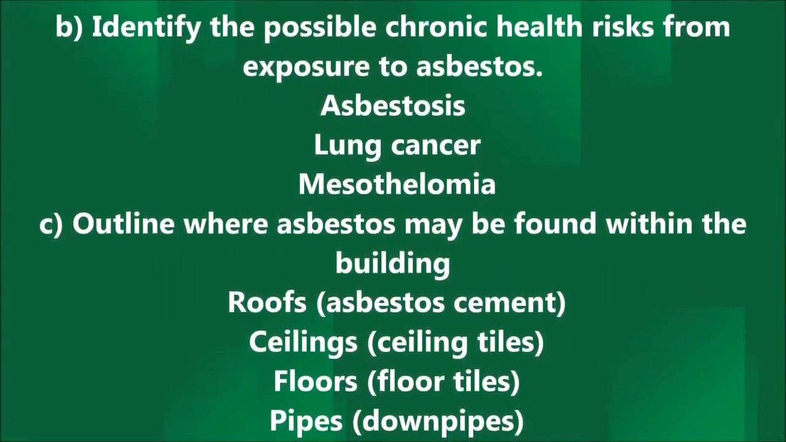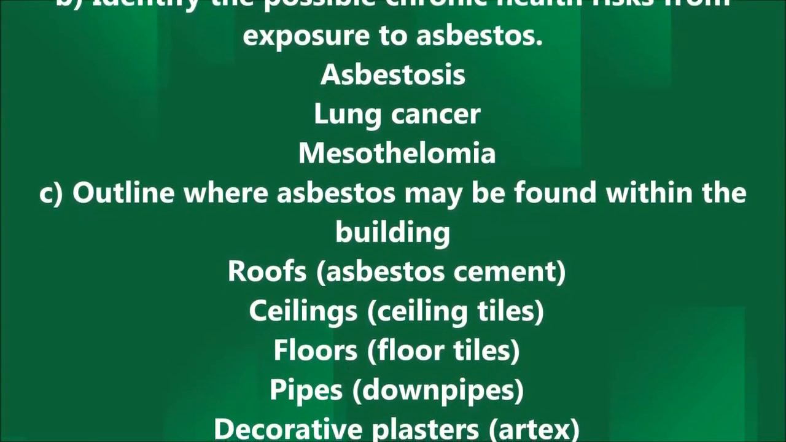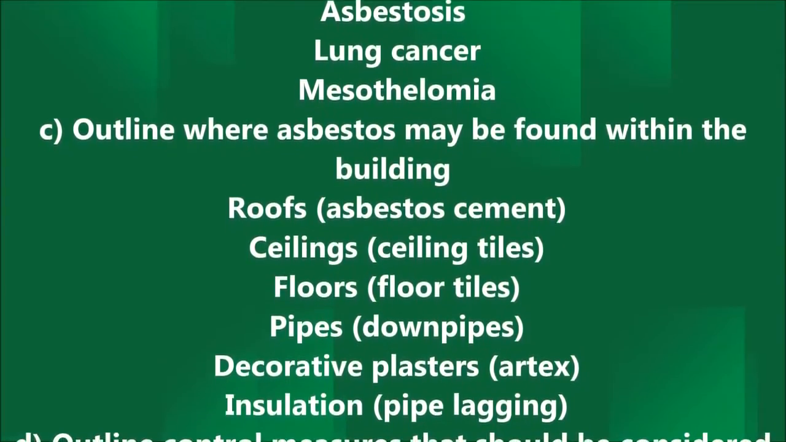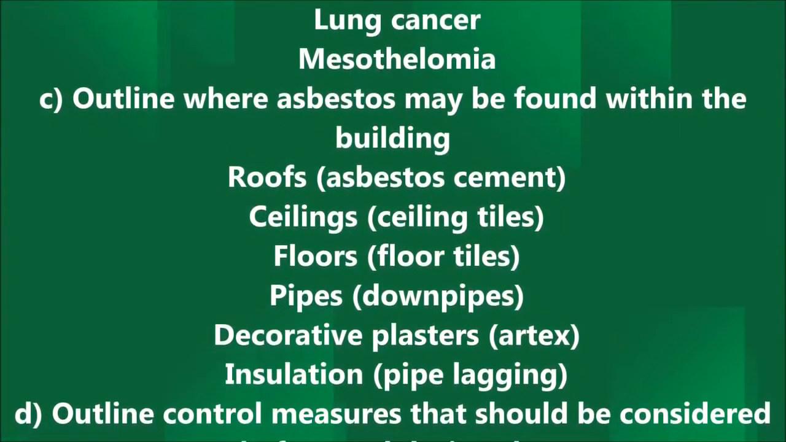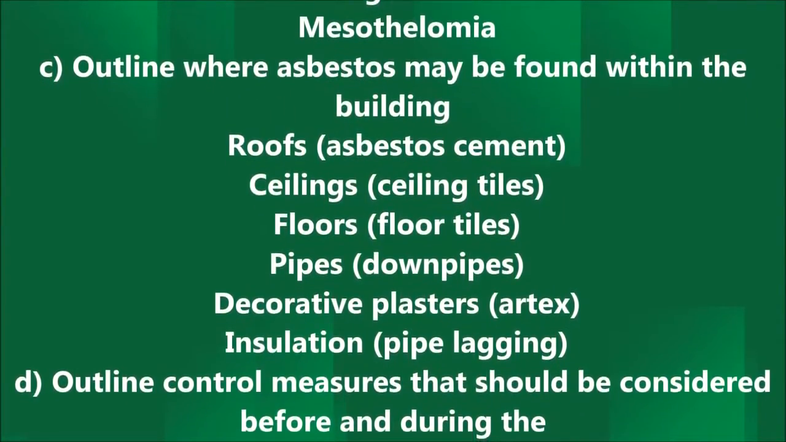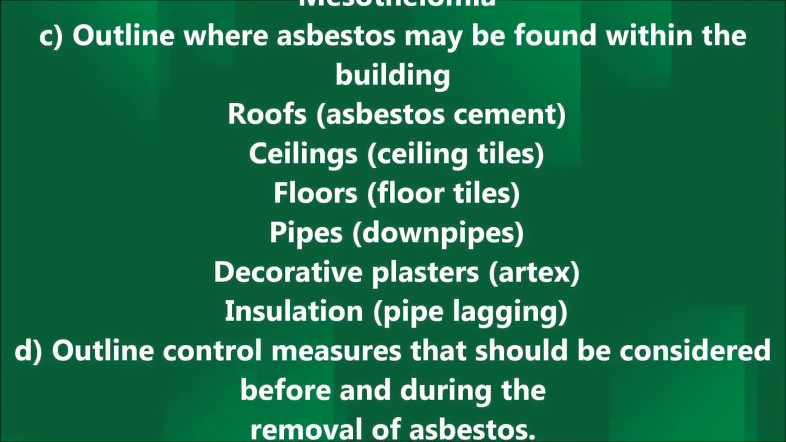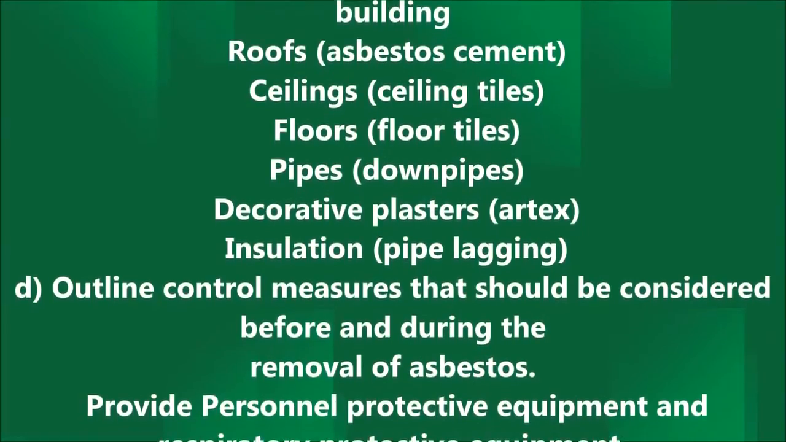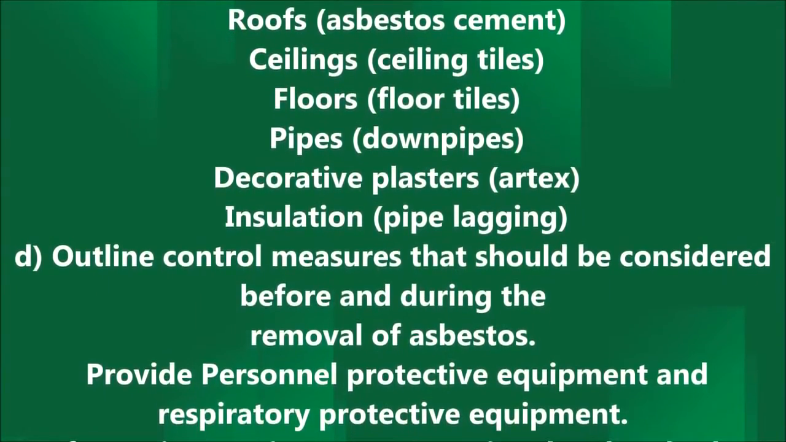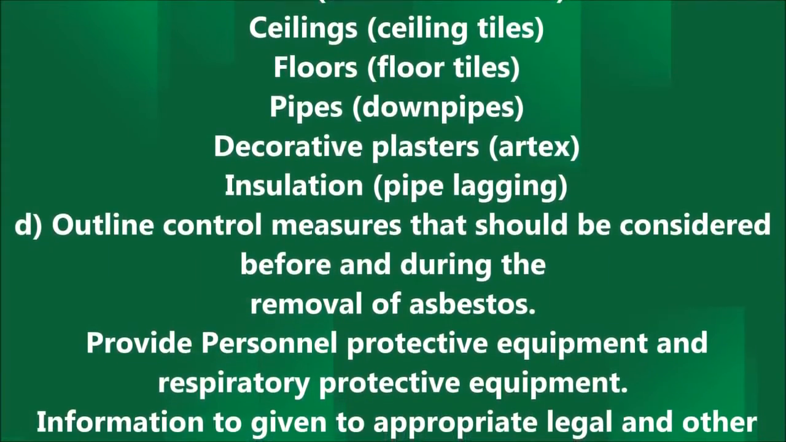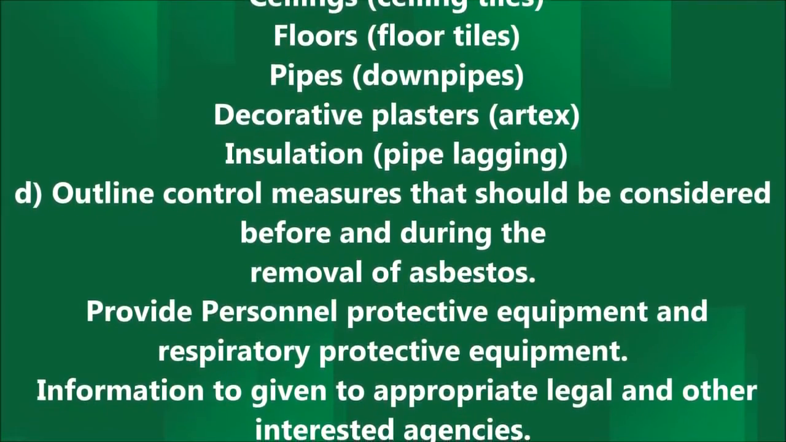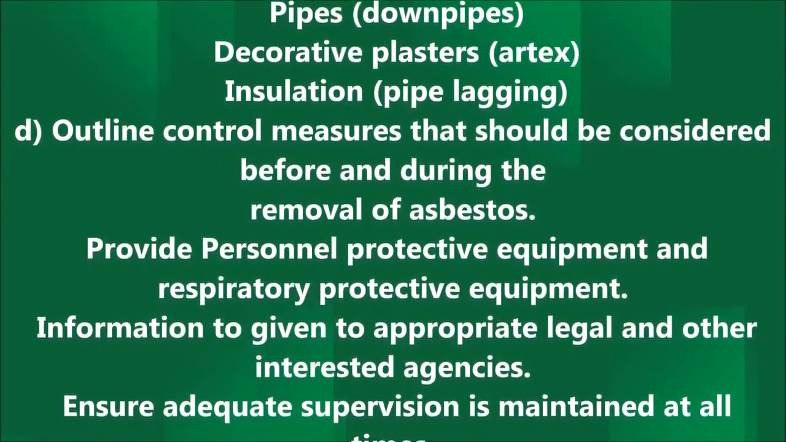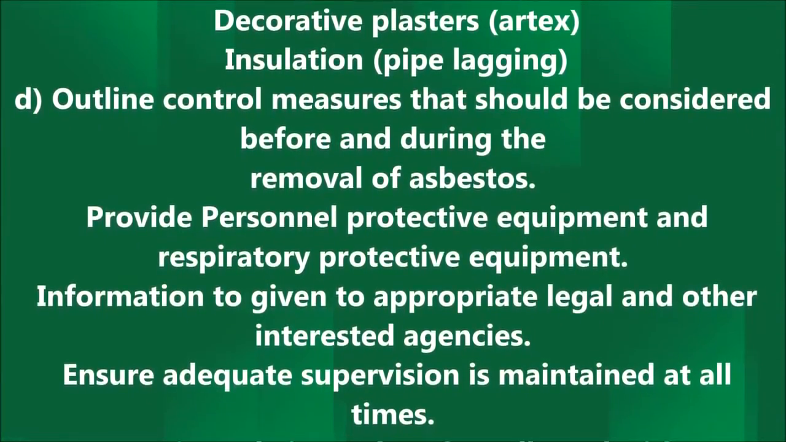B. Identify the possible chronic health risks from exposure to asbestos. Asbestosis. Lung cancer. Mesothelioma. C. Outline where asbestos may be found within the building. Roofs, asbestos cement. Ceilings, ceiling tiles. Floors, floor tiles. Pipes, downpipes. Decorative plasters, Artex. Insulation, pipe lagging.